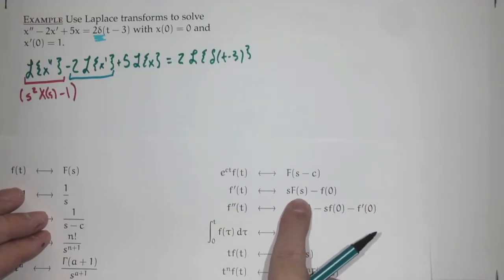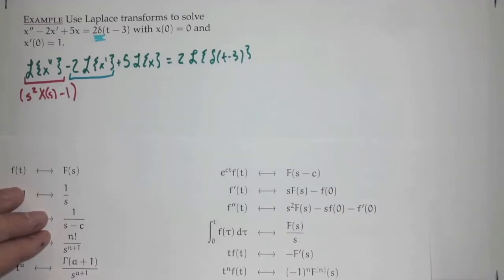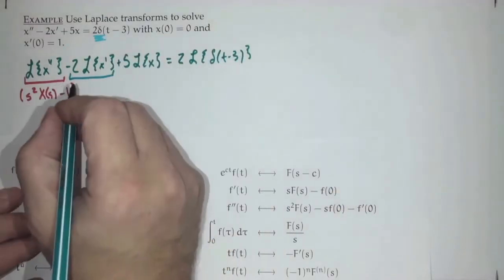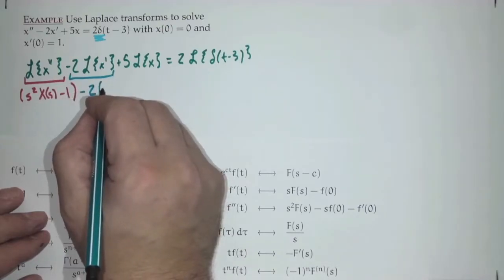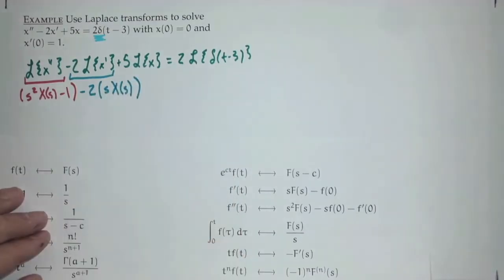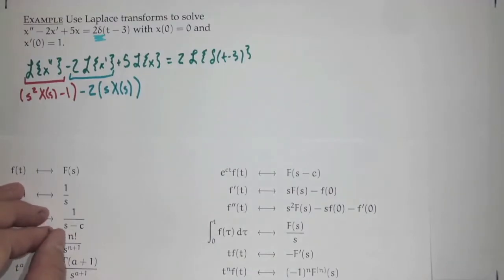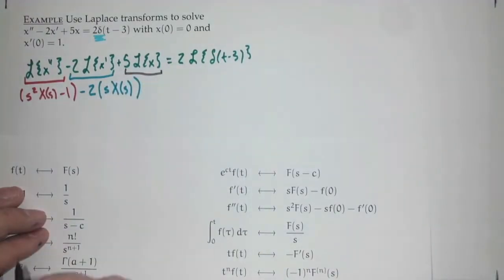S times x of s, and the f of 0, or x of 0, goes away, because of initial conditions. So notice one of the things that you see when we have the Laplace transform is our initial conditions actually come in right at the start. Normally in the past when we solved problems, our initial conditions came at the end. So we've sort of turned it around. The last part, what will that be?